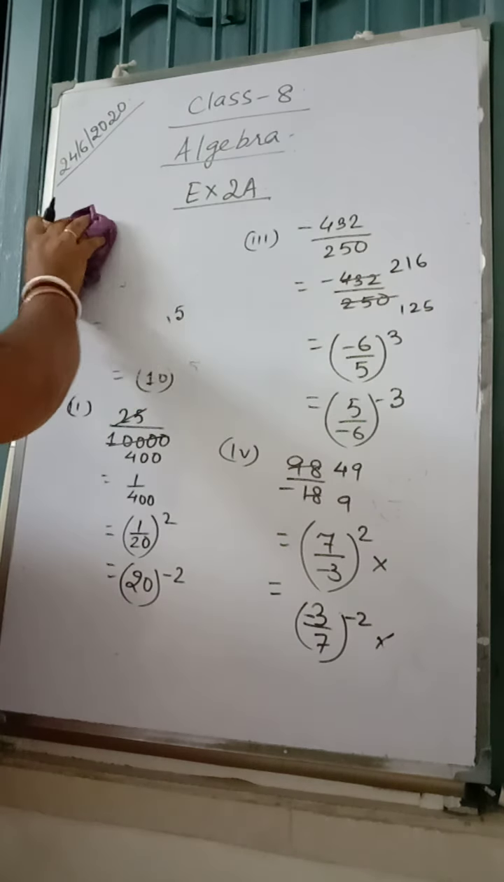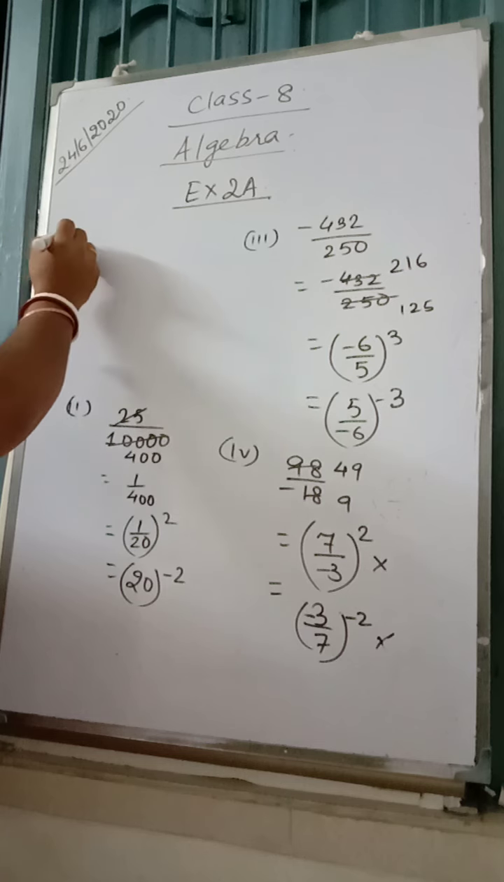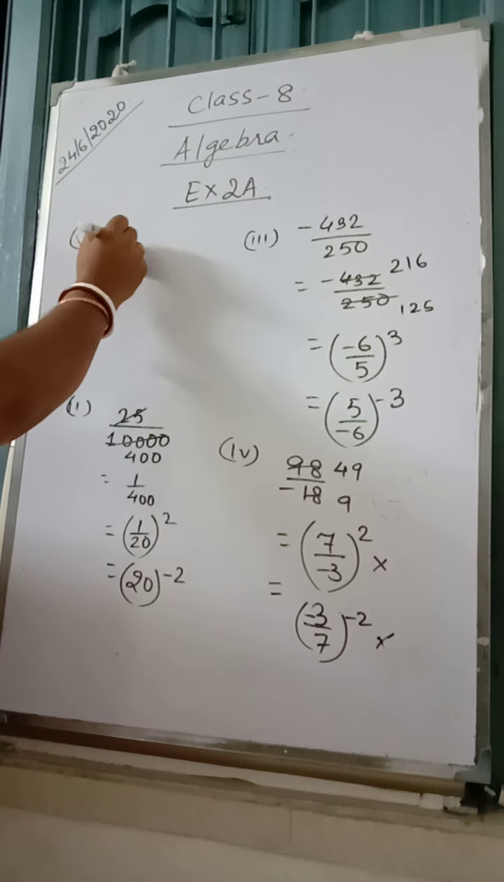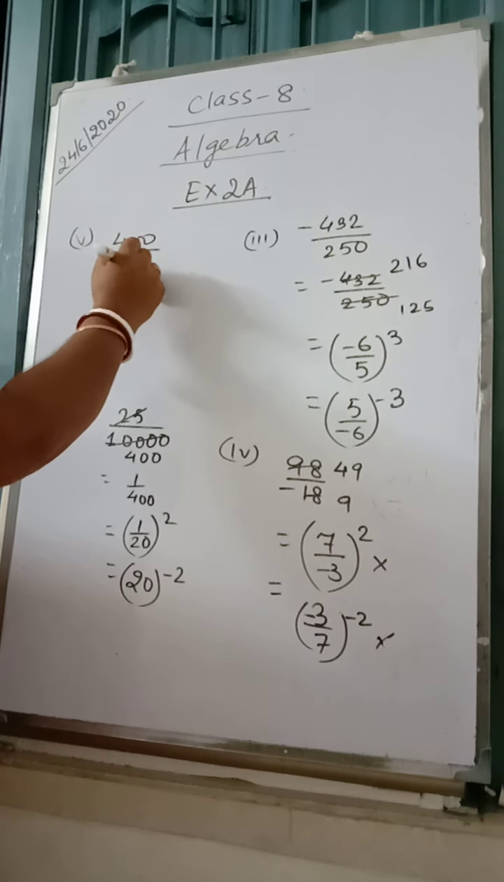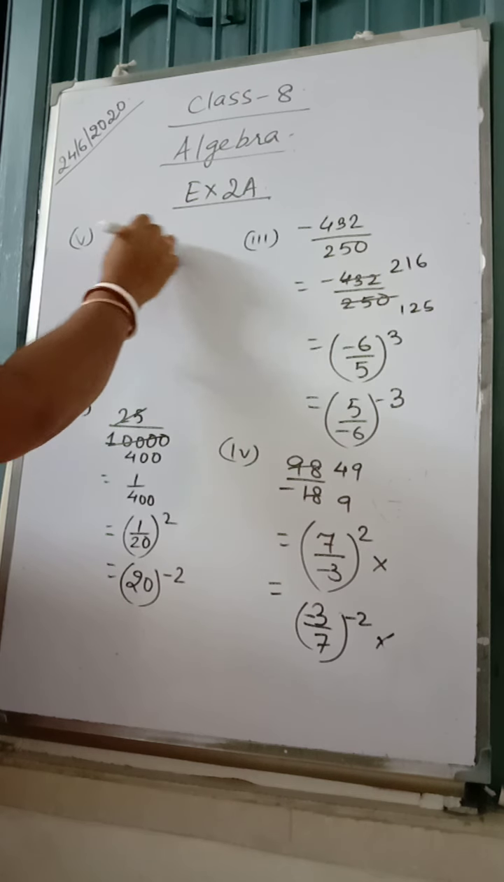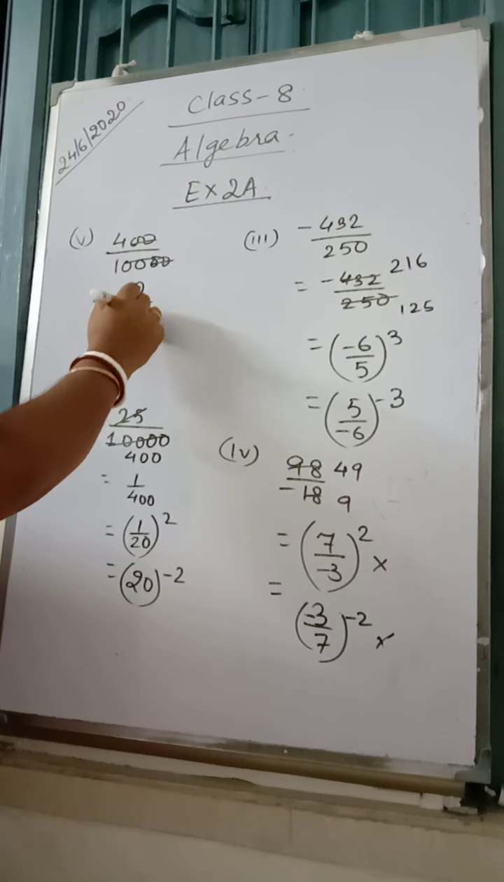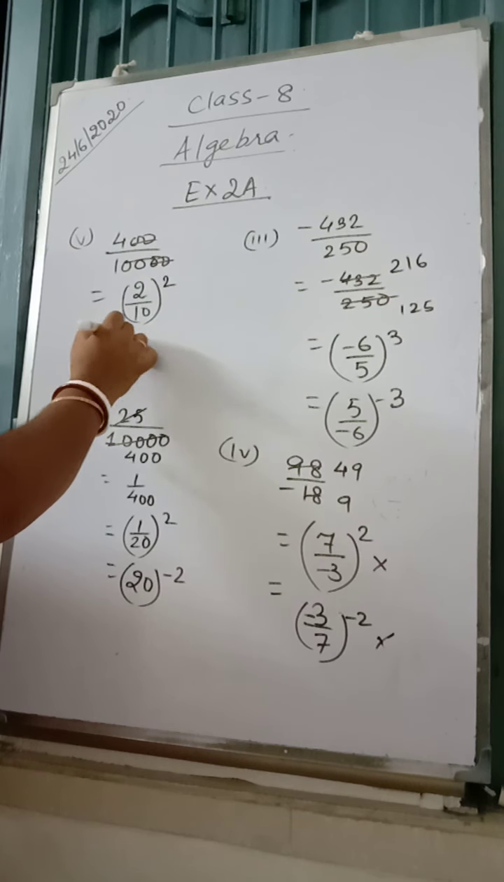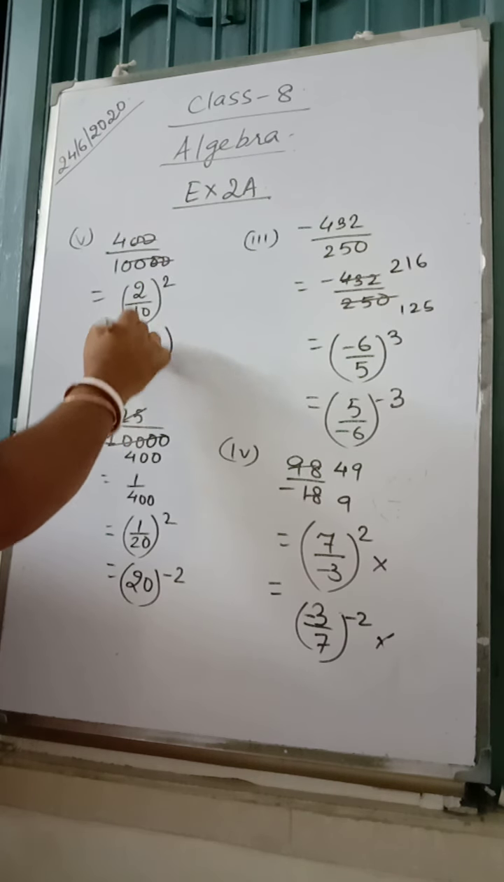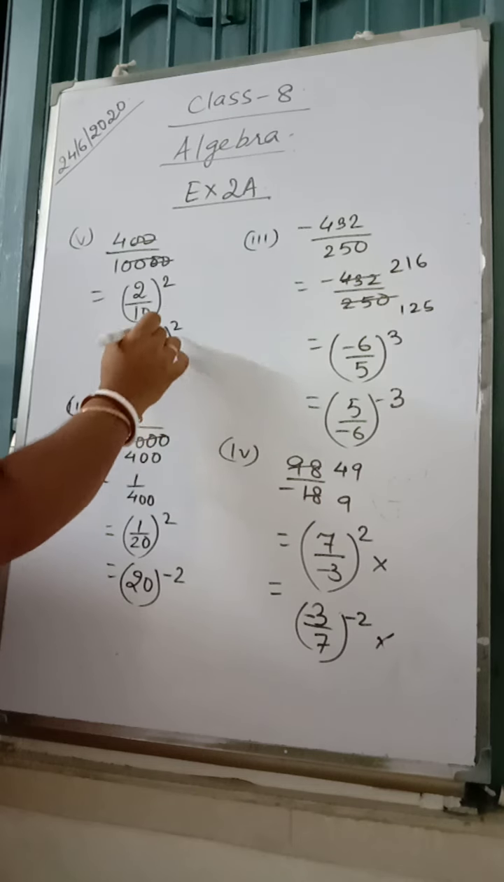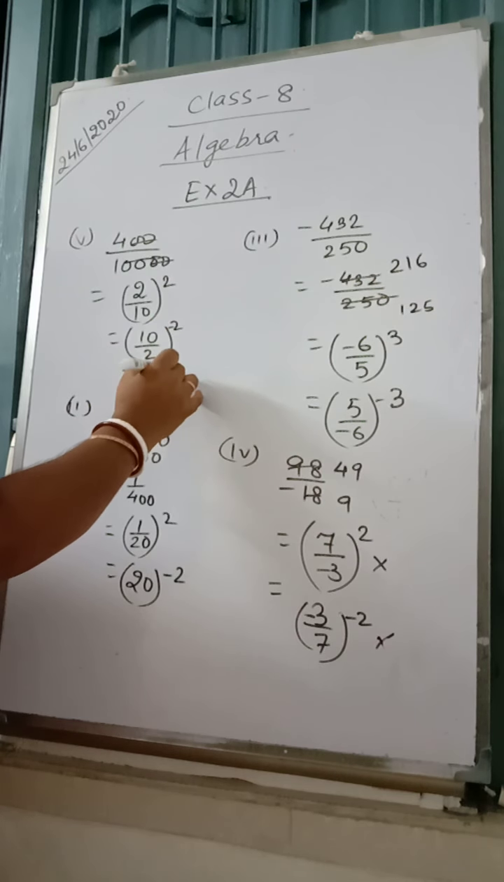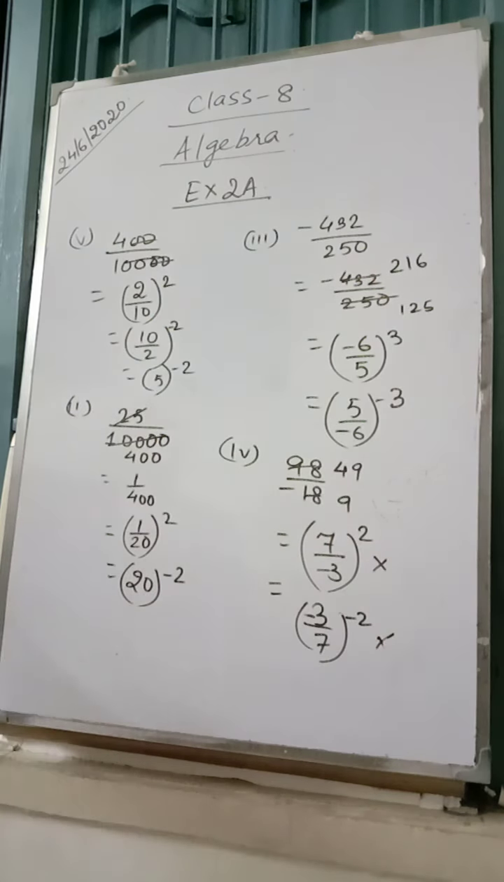Now next we have 400 by 10,000. Then we will cancel the 0s. It is 2 by 10 whole square, or 10 by 2 whole square, or 5 to the power minus 2. This will be the answer. Here also we can write 1 by 25 or 5 to the power minus 2. Okay. So this is number 4 we have done.